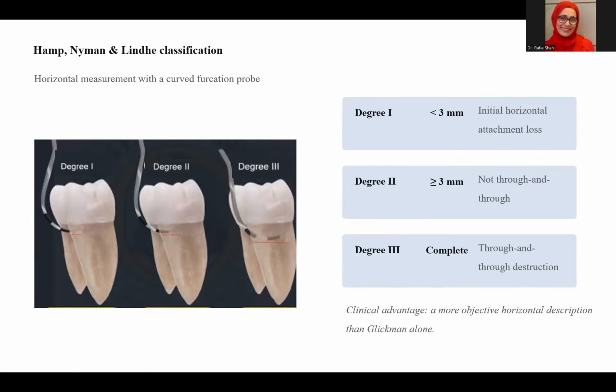Okay, so I'm repeating again, 3 is taken as a reference. Degree 1 is less than 3 mm invasion in a horizontal direction. Degree 2 is more than 3 mm in a horizontal direction but not through and through. For degree 3, rather than using the term more than 3 mm, use through and through, complete penetration of the probe in a horizontal direction. It is called degree 3.